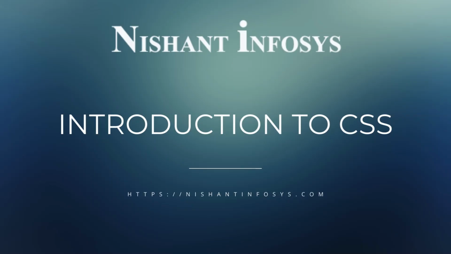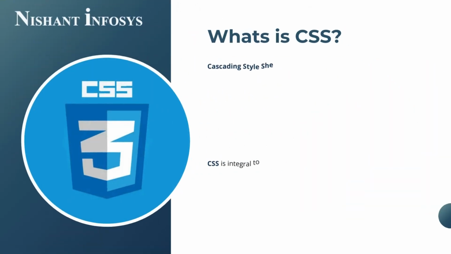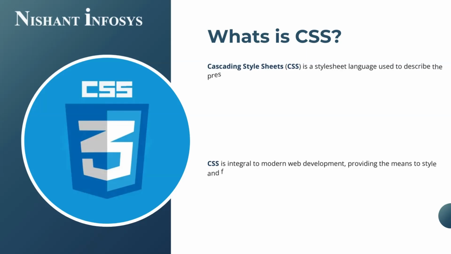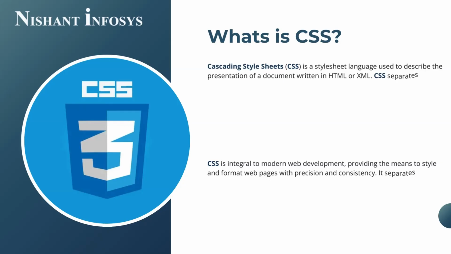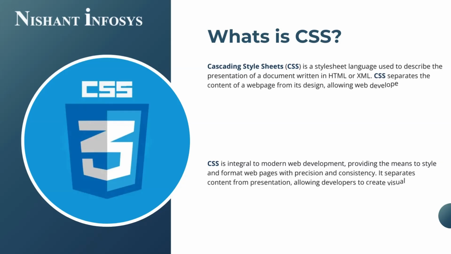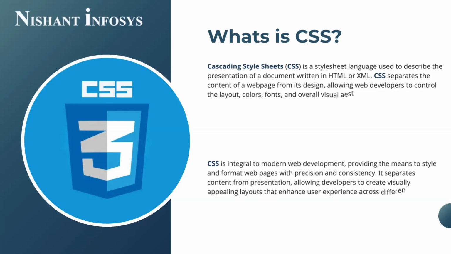In this session, we will be looking at CSS or cascading style sheets. So what is CSS? Cascading style sheets, CSS, is a style sheet language used to describe the presentation of a document written in HTML or XML. CSS separates the content of a web page from its design, allowing web developers to control the layout, colors, fonts, and overall visual aesthetics of a site.